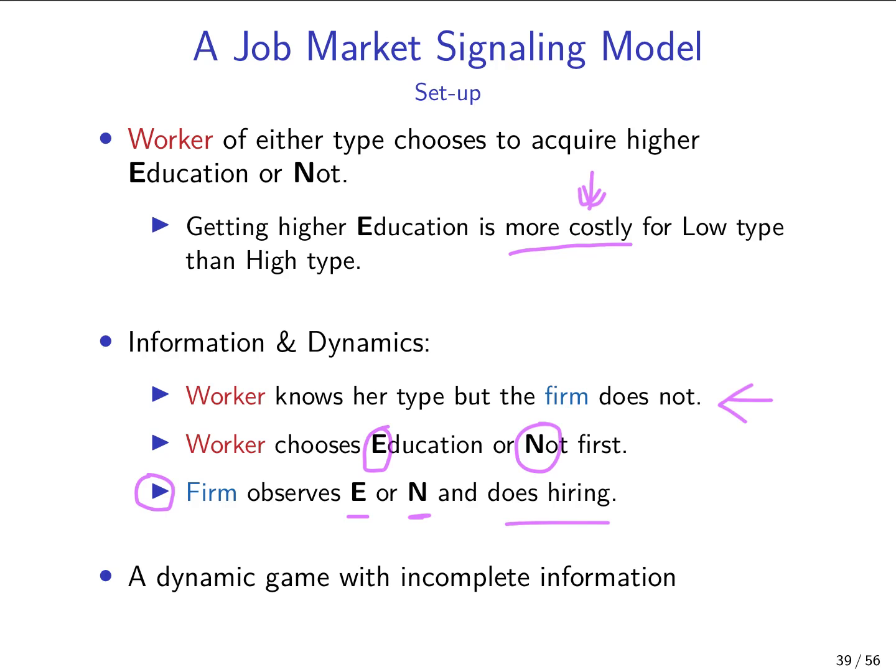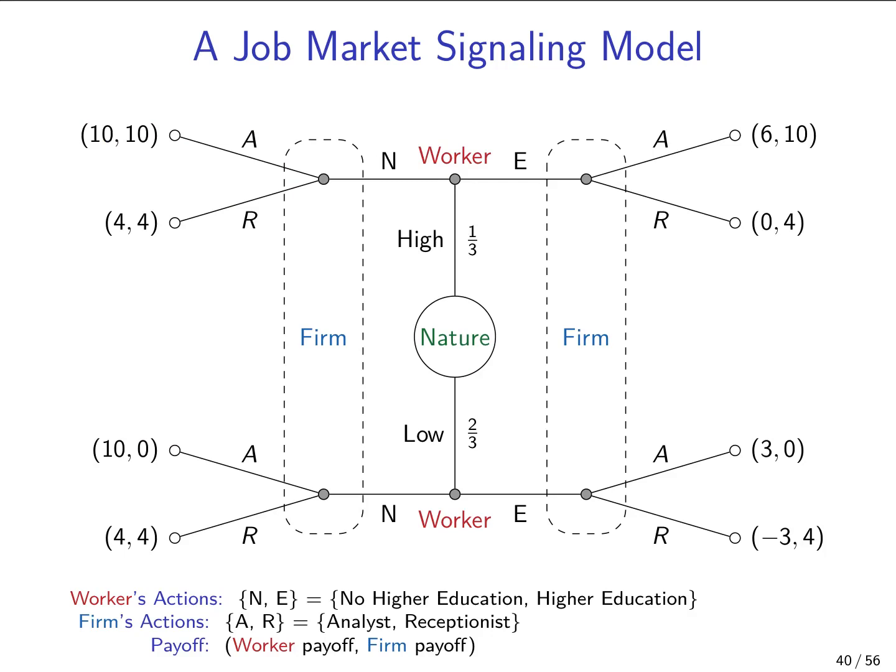But the key thing here is that one, the signal is costly, and second, it's more costly for the low type. And so it gives a possibility for the high type to take that costly signal, here taking education, to signal to the future employer that they are high type. Put all this story into a game and draw a game tree, we have this one.